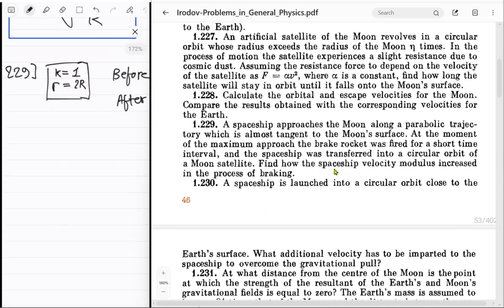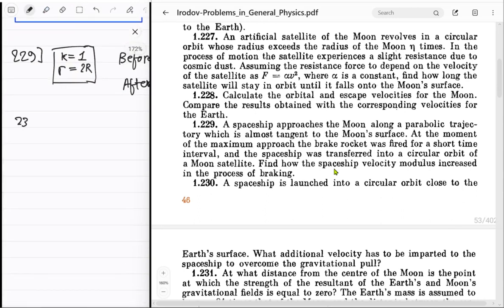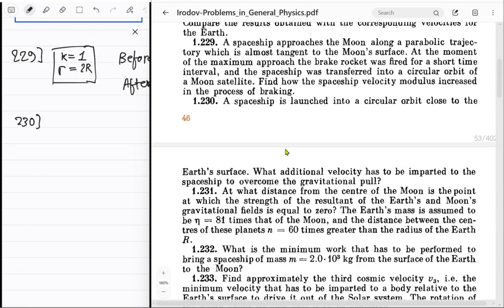Right, next question, 230. A spaceship is launched in a circular orbit close to the Earth's surface. What additional velocity has to be imparted to the spaceship to overcome the gravitational pull? So it's a circular orbit at the surface of Earth, so it's just square root of g upon r. That's our velocity right now.